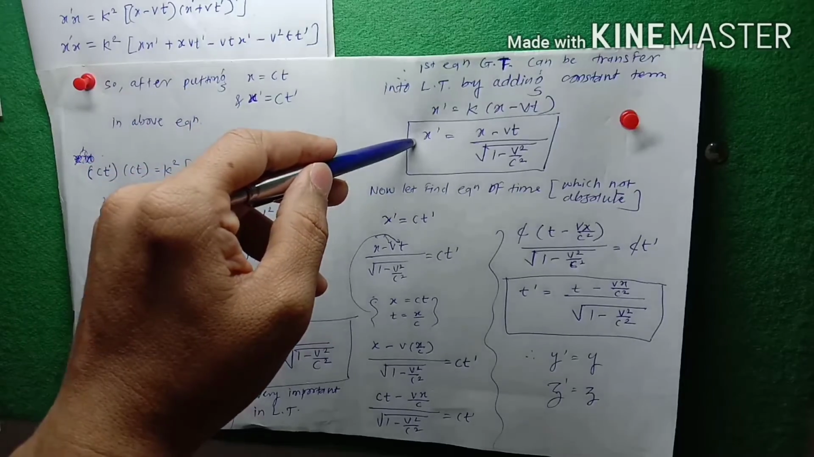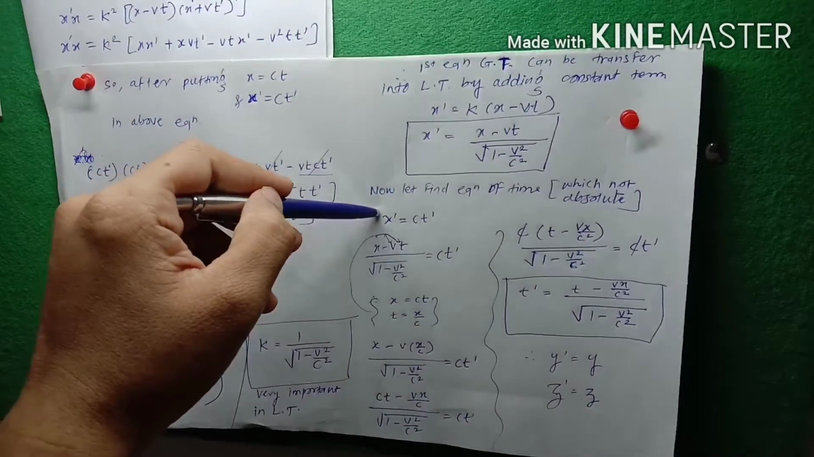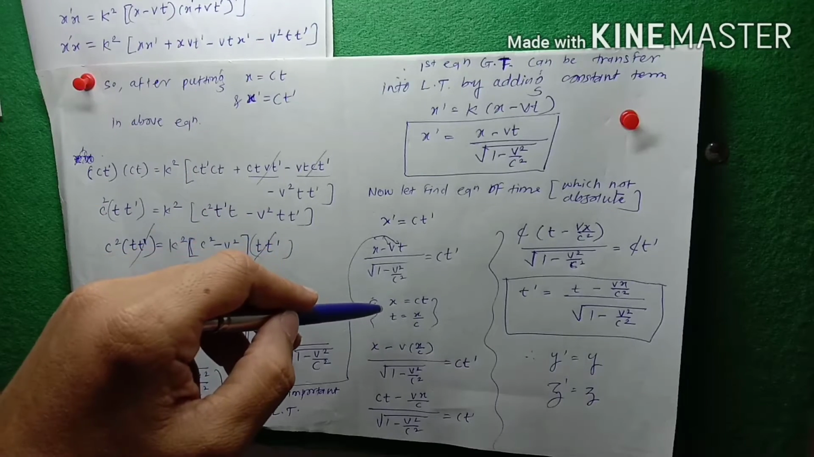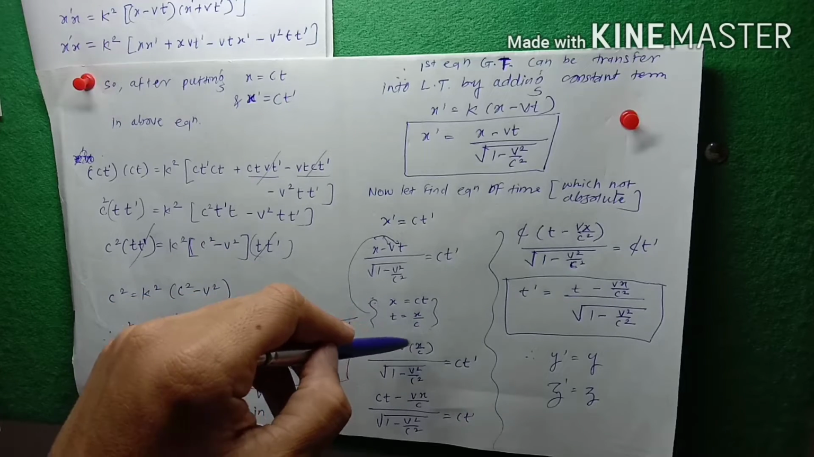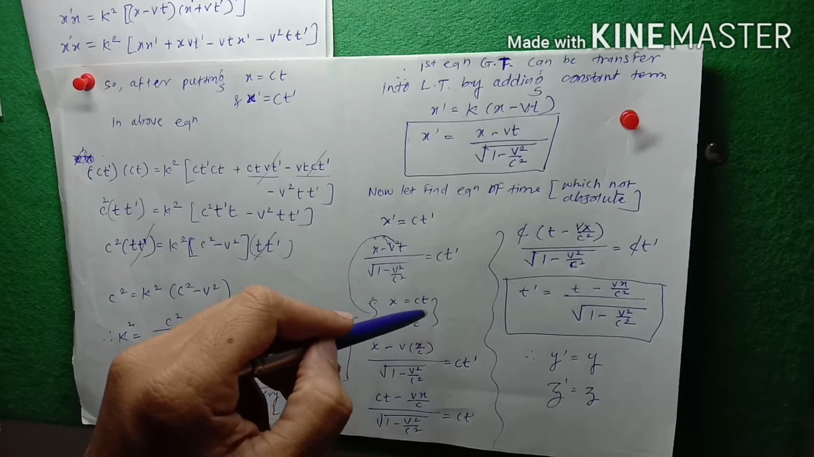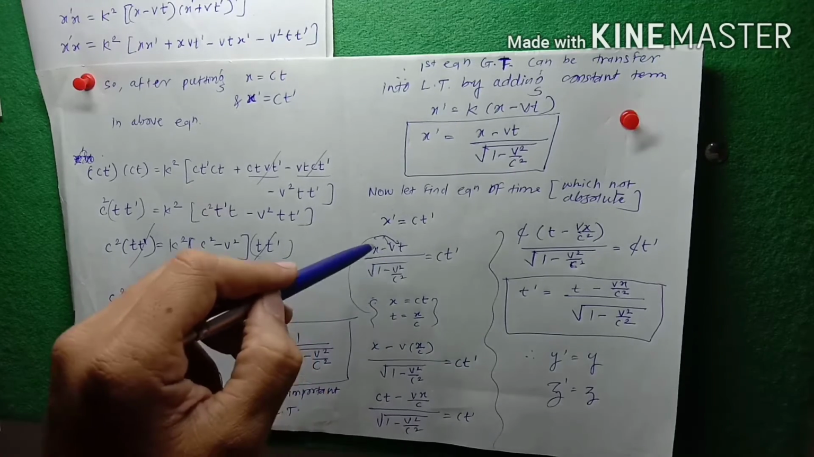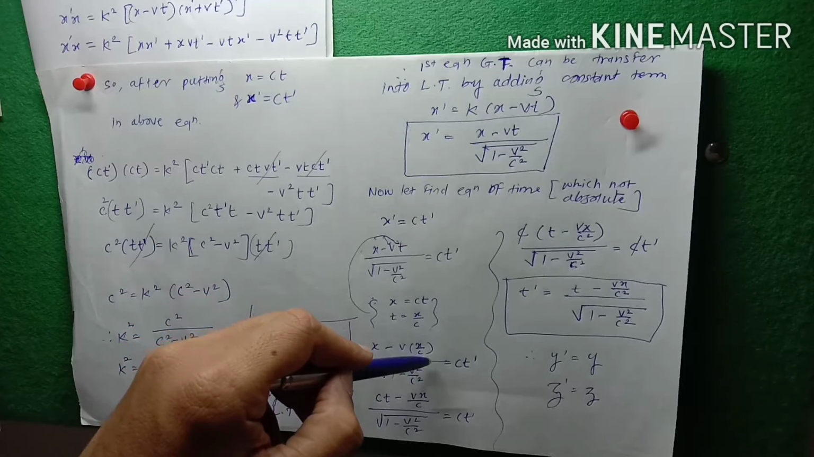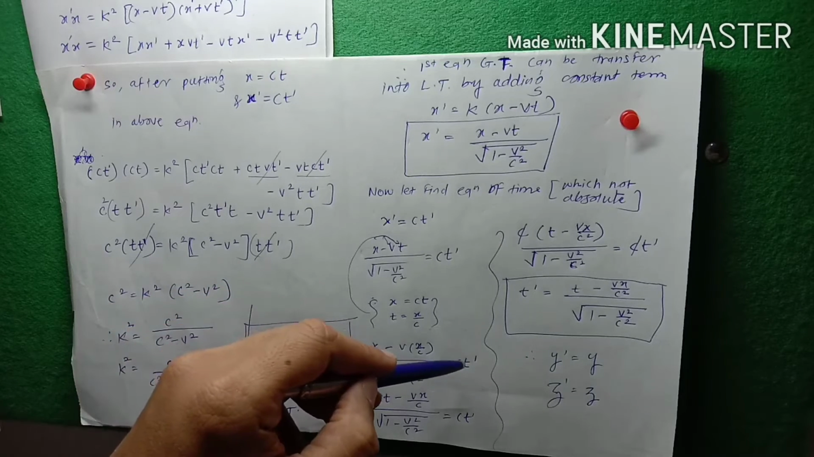When you substitute x dash, which is x minus vt divided by root of 1 minus v square by c square, in this equation, we get this equal to ct dash. Now we will substitute the value of x, which is equal to ct, and we can say t is equal to x by c. But in order to find the value of t dash, that is a different value of time, we will simplify the above equation. So we will get x minus v in the bracket x by c, bracket complete, divided by root of 1 minus v square by c square, is equal to ct dash.